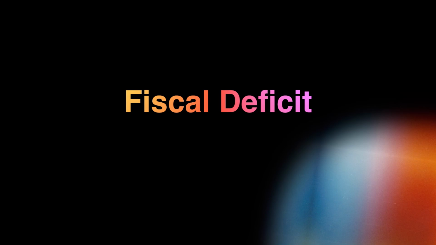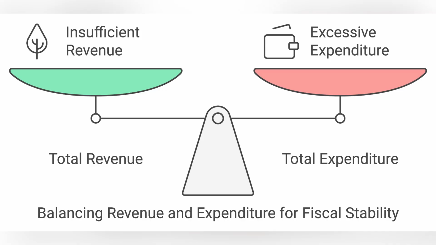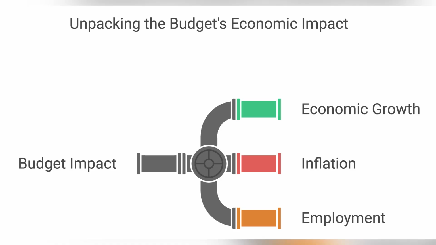Fiscal deficit. The fiscal deficit indicates the gap between the government's total revenue and total expenditure. A higher fiscal deficit can lead to increased borrowing and potential economic instability. Economic impact. The budget has significant implications for economic growth, inflation and employment. Analysing the budget's impact on these factors is crucial for understanding its overall effectiveness.